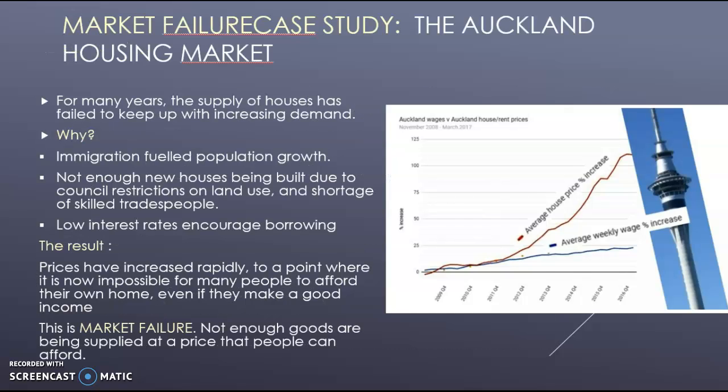Just finally on slide 29 here, it uses the Auckland housing market as an example of market failure. This is not something with externalities necessarily, but rather it's just a case where the market is failing because it's not producing enough houses at a price that people can afford. We have a shortage of affordable housing, and there's a number of reasons for that. So have a read through and then go on with the rest of today's exercises.